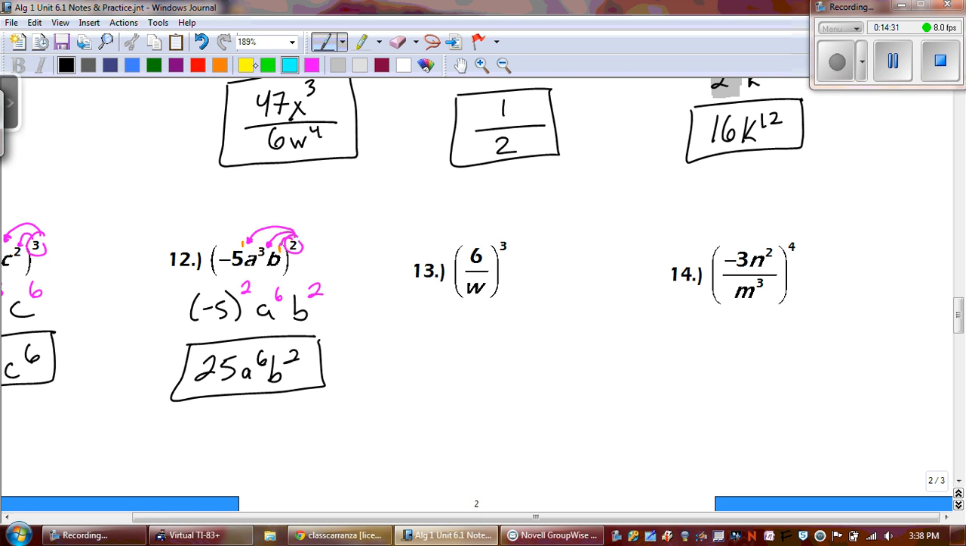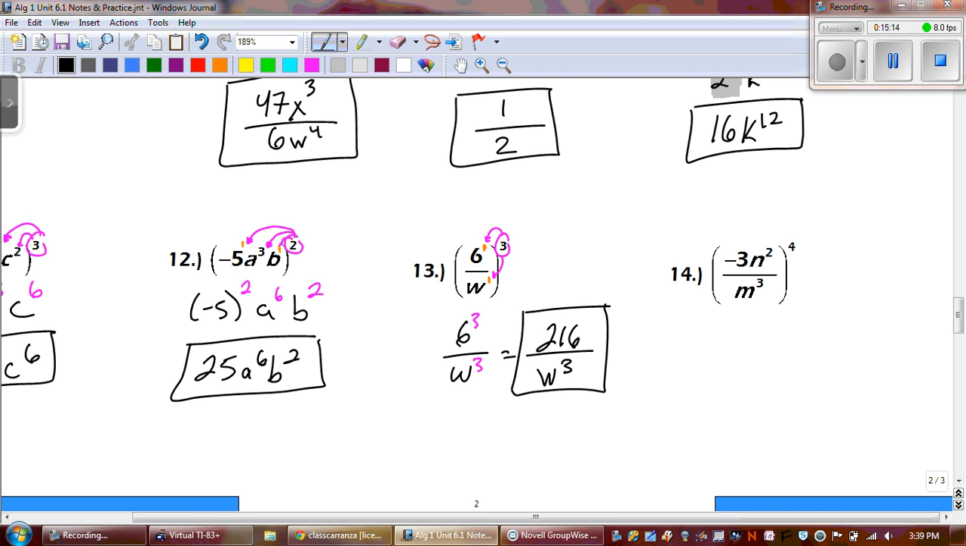All right, next one. Remember, if it doesn't have a variable or an exponent, it's got a 1. And even because these are a fraction, it doesn't mean we don't distribute. We distribute to everything. 1 times 3 is 3 for both of those. Okay? So the bottom, we still have w cubed, but on the top, 6 to the 3rd power is 216.